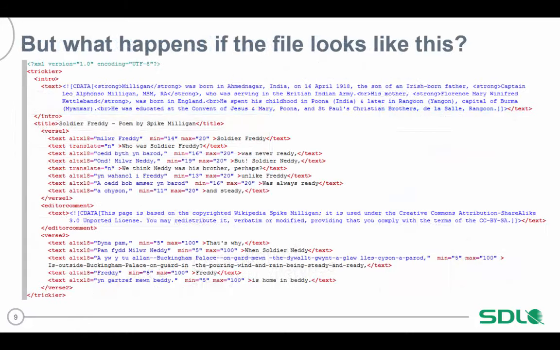But what happens if the file looks like this, for example? So now we're getting even a little bit more involved. And this is still a fairly structured example, I think. So here we have some additional text elements containing a bit of CDATA, and this might be information that you don't want to translate at all, but it's still in a text element. And if you did want to translate it, it's using CDATA.